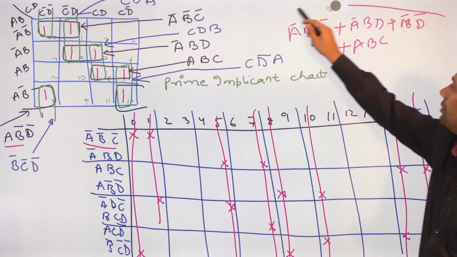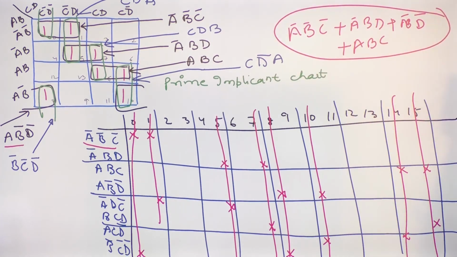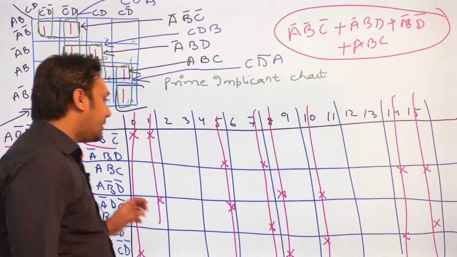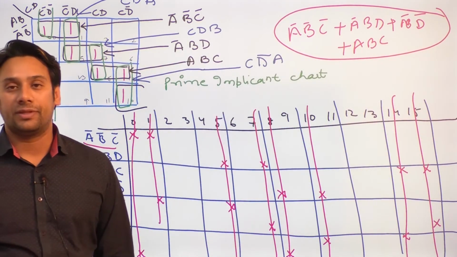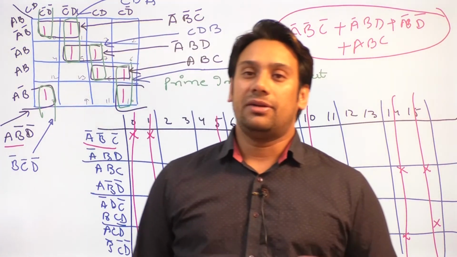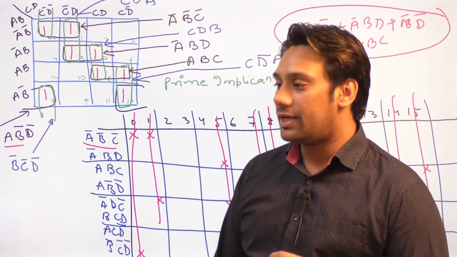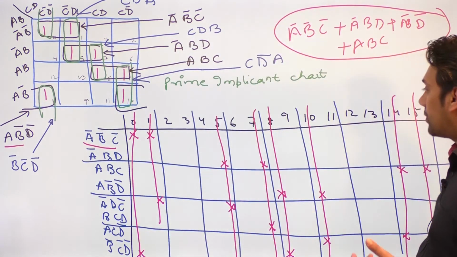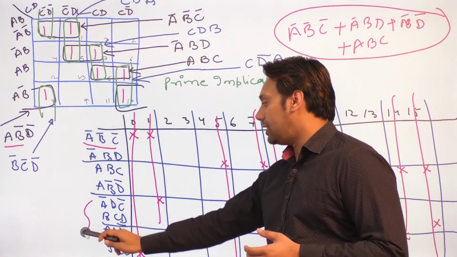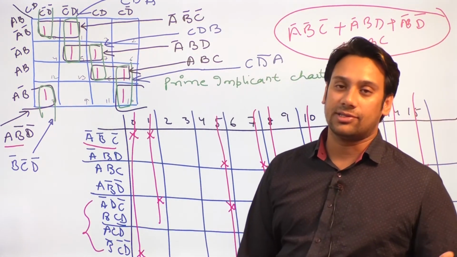So that means in my solution I needed only 4 minterms, and with the help of all of these 4 minterms I have covered every term in this K map. So because I've covered every term here, I do not really have to add any of these other terms.